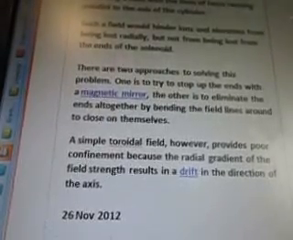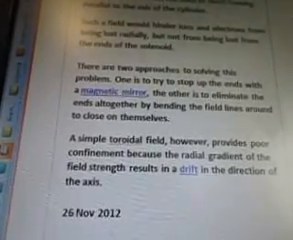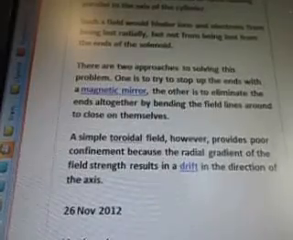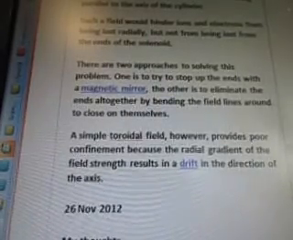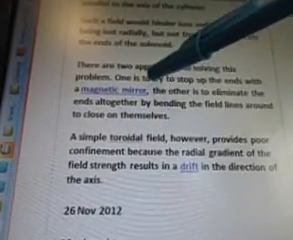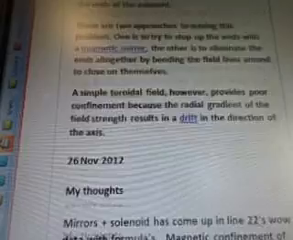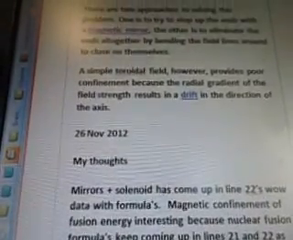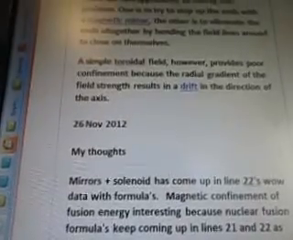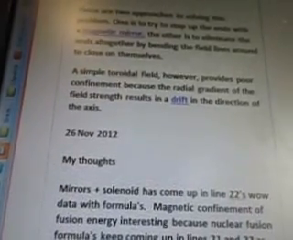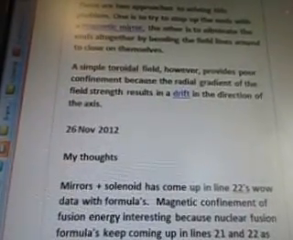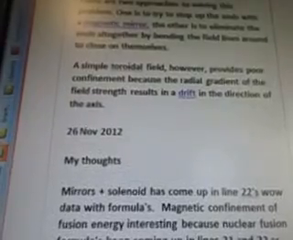Just so you know, there are several formulas in the WOW data that came up between line 17 and 22 that show you how to make this bendable magnetic mirror. Okay? A simple toroidal field, however, provides poor confinement because the radial gradient of the field strength results in a drift in the direction of the axis.